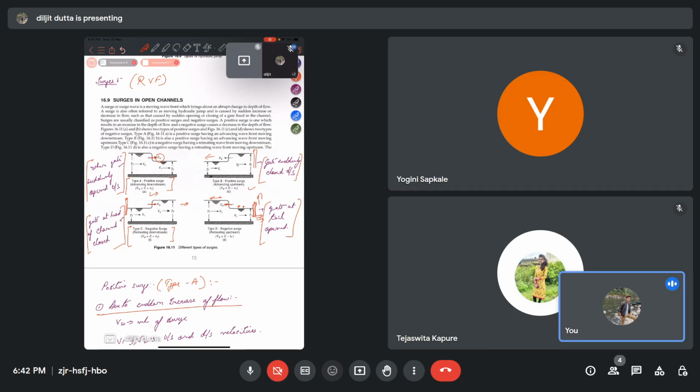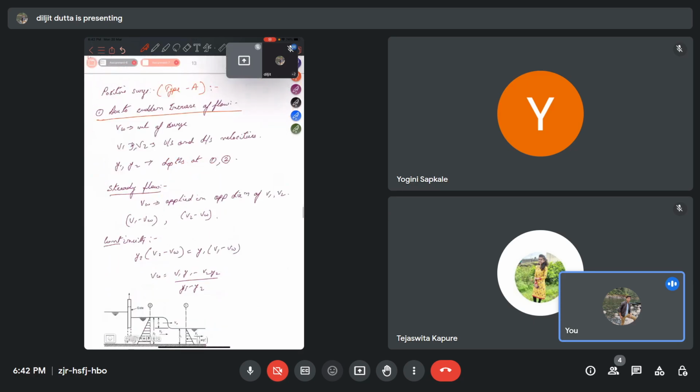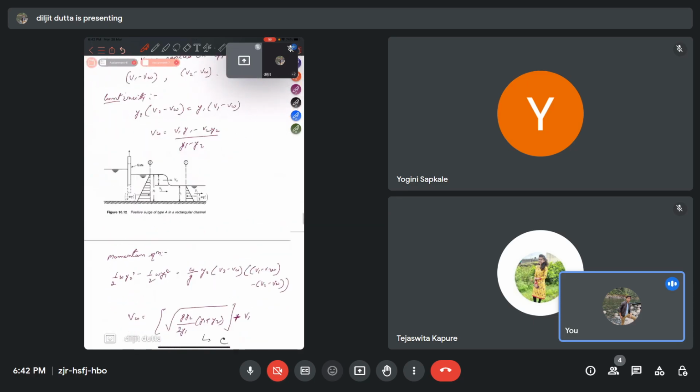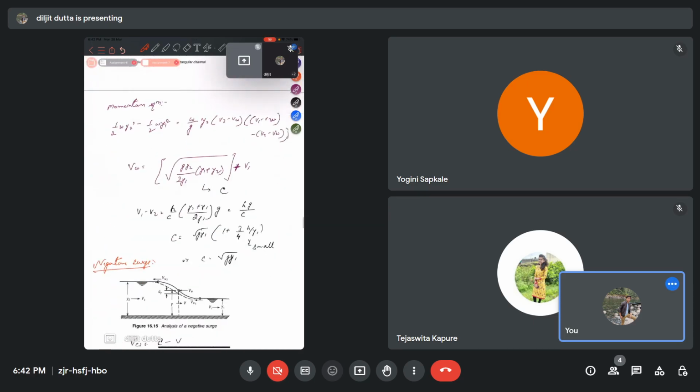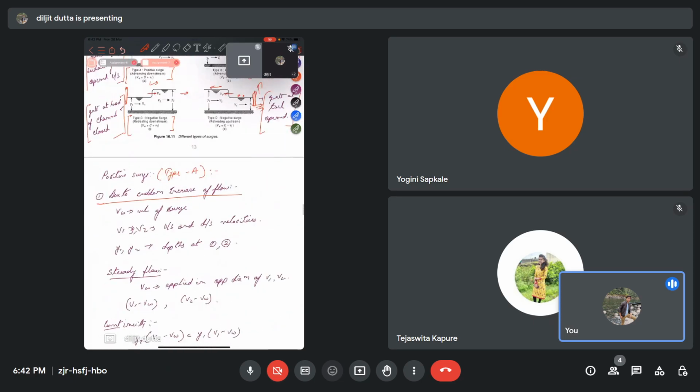The type D negative surge, when the gate at the tail end of a reservoir, tail end of a sluice, is suddenly opened. We'll just see how the basic conservation laws can be used to obtain the velocity of surges. So the first one is the type A positive surge.